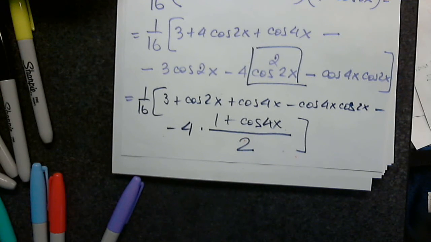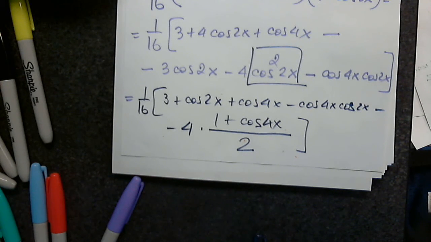We didn't combine any like terms, right? We did. 4 cosine twice x minus 3 cosine twice x is cosine twice x. That was the only one that I could combine. The cosine 4x is alone. Negative cosine 4x, cosine 2x is alone. So now what I'm going to do is simplify 4 and 2 and distribute negative 2 to these two terms.